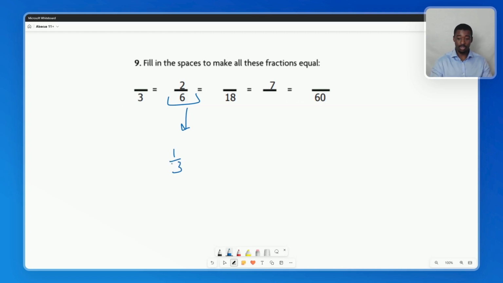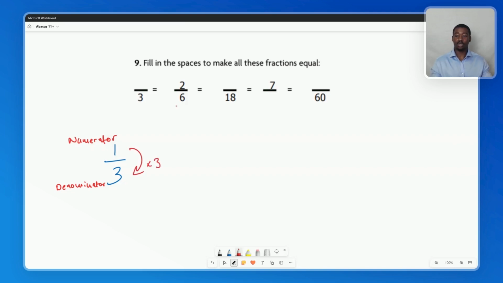Or in other words, the best way to think about this is when we have 1 over 3, this is simply a scenario where the numerator, remember top is numerator, bottom is denominator, is such that the denominator is 3 times the size of the numerator. And once we understand this, it makes this question super easy, because all we have to use are our times tables.